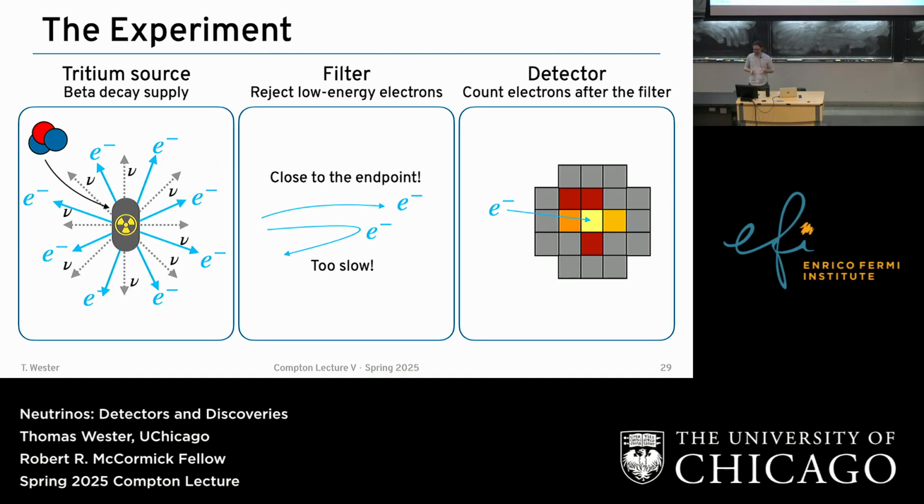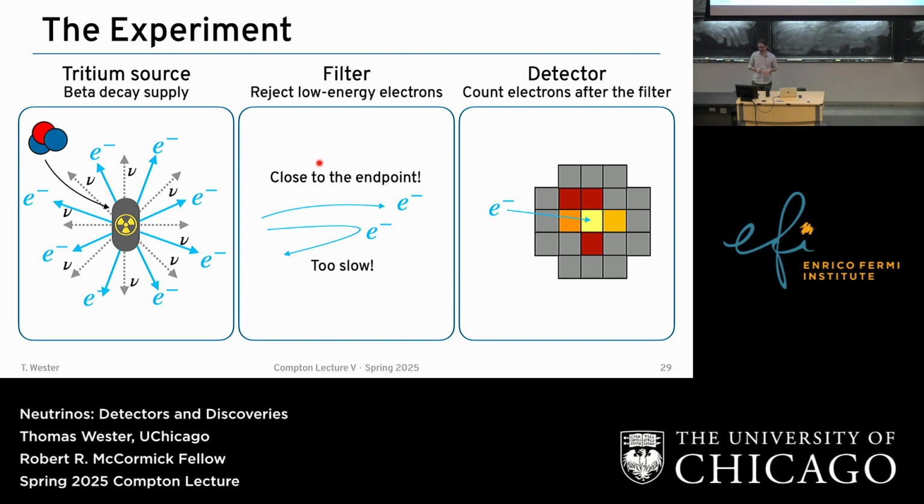So the experiment that we're going to do is take a tritium source, and that's going to be undergoing a lot of beta decays. It's producing a lot of electrons, and then we're going to try to filter out the ones that we want. So filter out the ones that are close to the endpoint of the spectrum, and then count the electrons that make it past that filter.